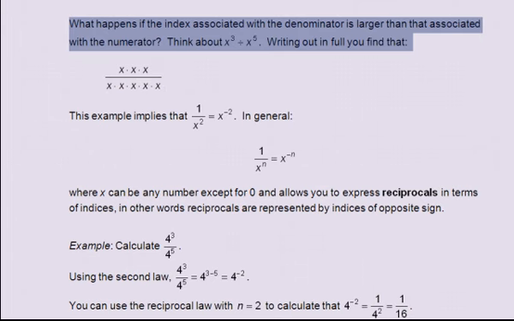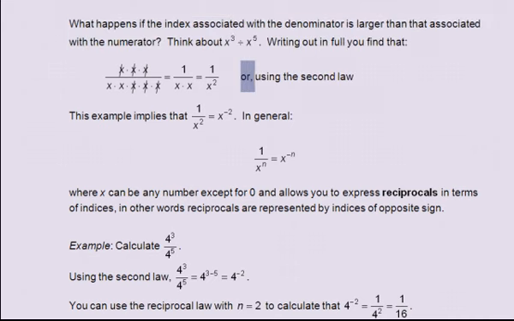After cancelling down, you have 1 over x times x, which is 1 over x squared. Alternatively, using the second law, x to the power 3 divided by x to the power 5 equals x to the power minus 2. This example implies that 1 over x to the power 2 is equal to x to the power minus 2.